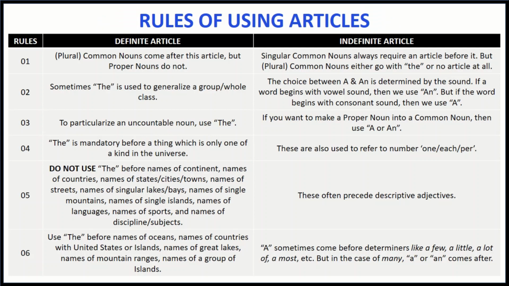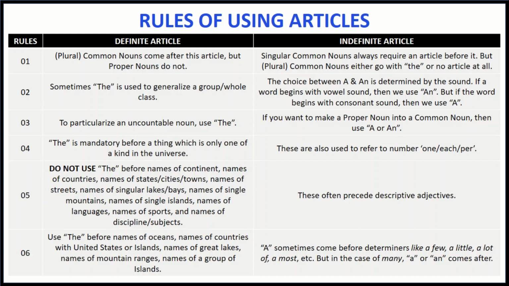So, what are the rules of using articles? You see, there are a total of 6 rules for each of them, and the left hand side is about the definite article. We know that the definite article is "the," and the right hand side is for the indefinite article, "a" or "an." I would suggest you pause this video and go through all of them at your convenience. Okay, I will also explain now. But if you want to pause the video, you can do that. It was just my suggestion.